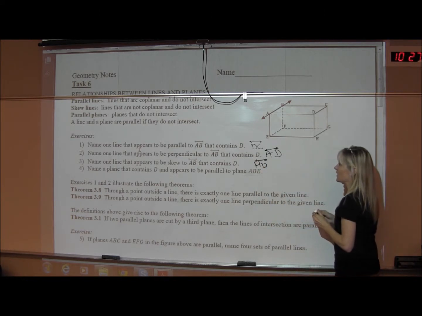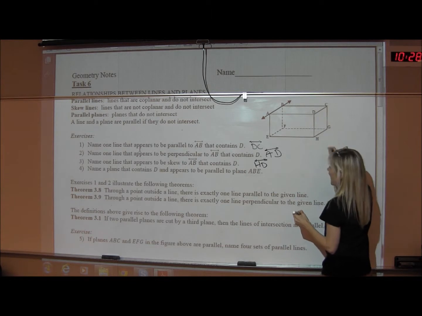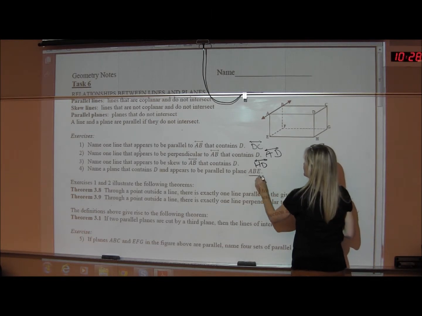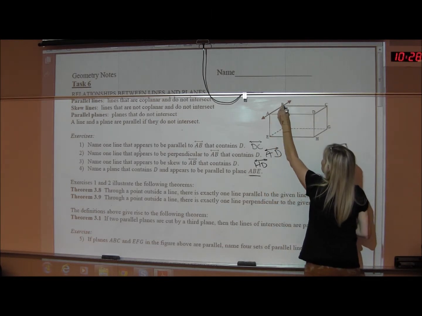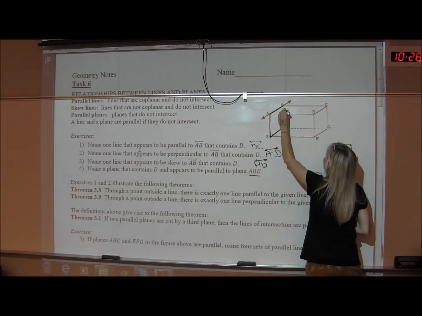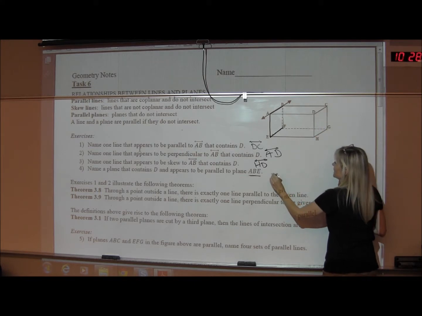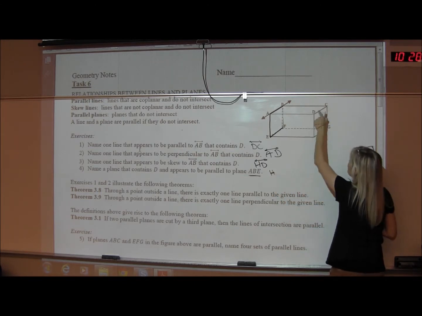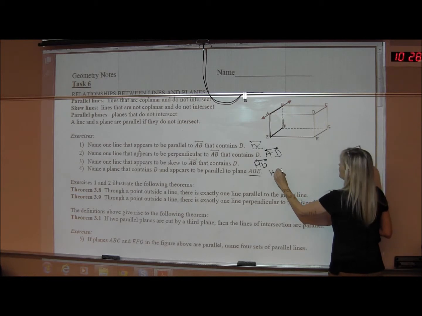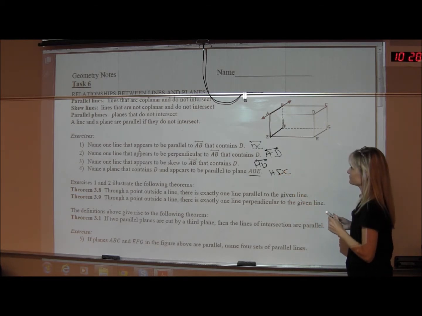Okay. And now a plane that contains D and appears to be parallel to the plane that has A, B, and E. So this plane here. HDC. I agree. And if you say HDCG, that's fine too. But three non-collinear points determine a plane, so HDC is plenty. All right. Good.